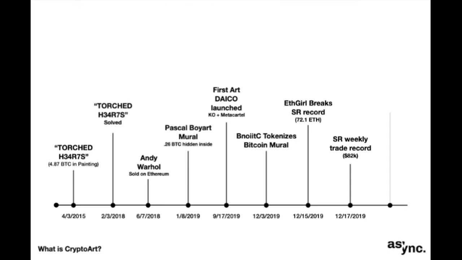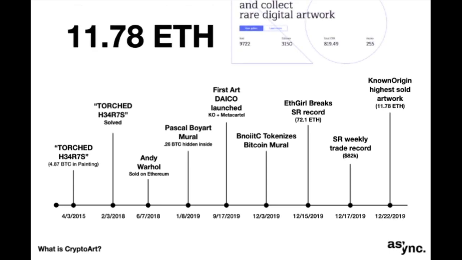And then shortly after that, Known Origin, another crypto art platform, posted that they broke one of their records. One of their pieces sold for 11.78 ETH. But the interesting thing about this is that it was a multi-edition piece. There were 10 editions of this one piece. So even though it's a lower number, it's notable that it's one of the editions that sold.